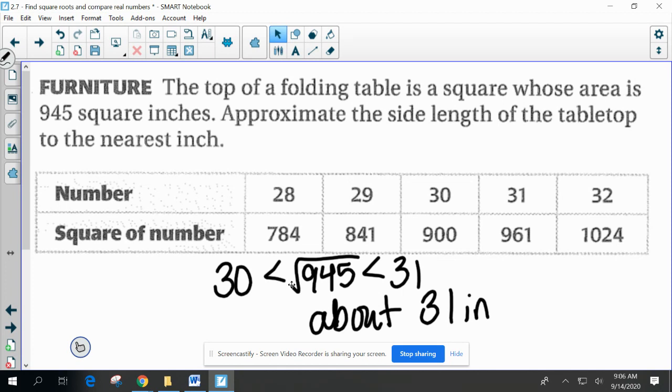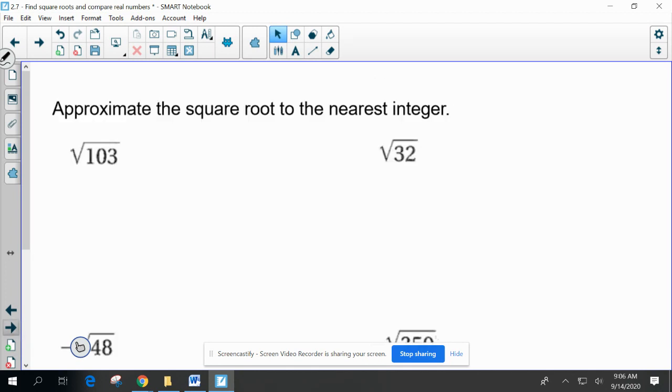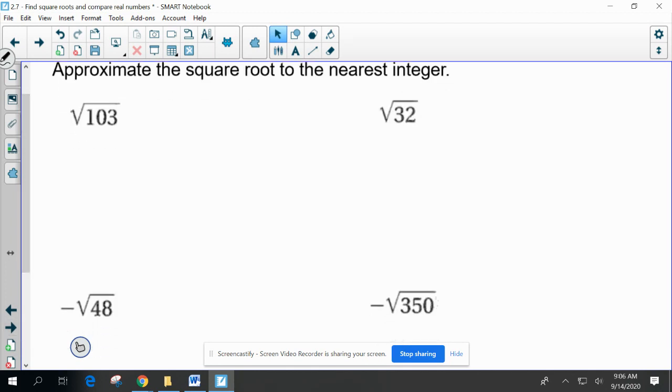Okay, so we're going to try that again a couple times. So we're going to approximate. Okay, approximate means don't type it into your calculator. Approximate means exactly that, like estimate what it is. So if you look at your perfect square chart, where is 103 in between?